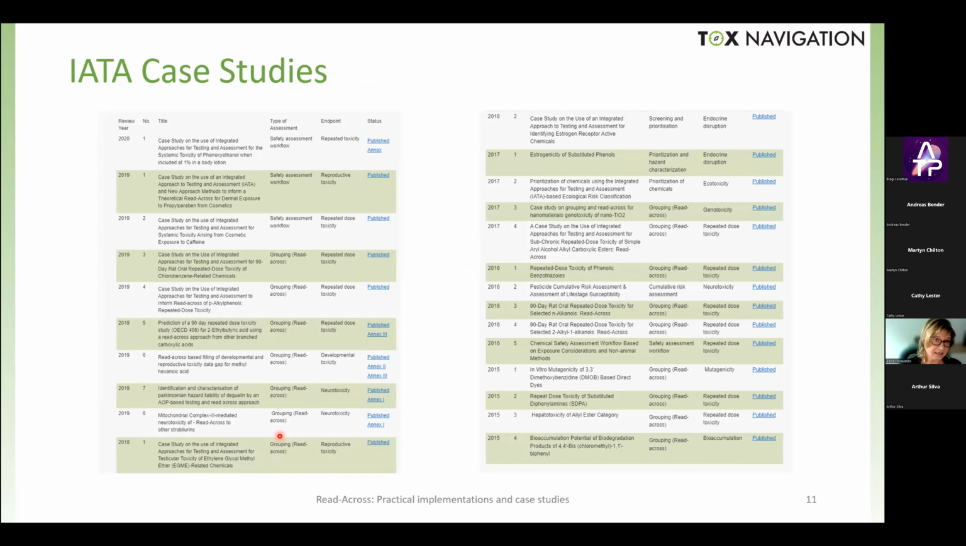This is the list of the case studies from 2015 to 2020. As you can see, a lot of them have read across as the type of assessment, and different endpoints were addressed. So it's quite a rich source of information.